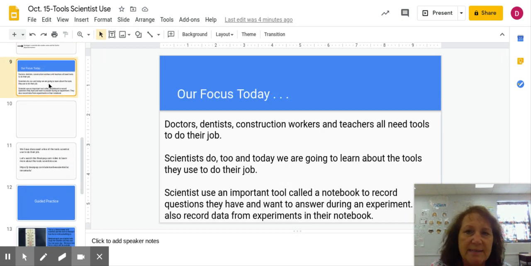Next, our focus. Doctors, dentists, construction workers, and teachers all need tools to do their job. Scientists do too. And today, we are going to learn about the tools they use to do their job. Scientists use an important tool called a notebook to record questions they have and want to answer during an experiment. They also record data from experiments in their notebook.